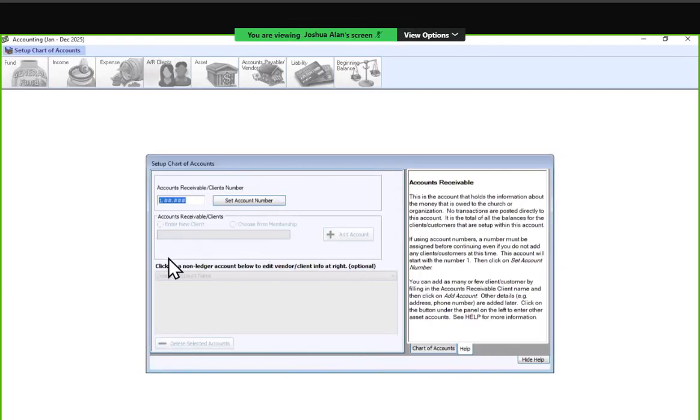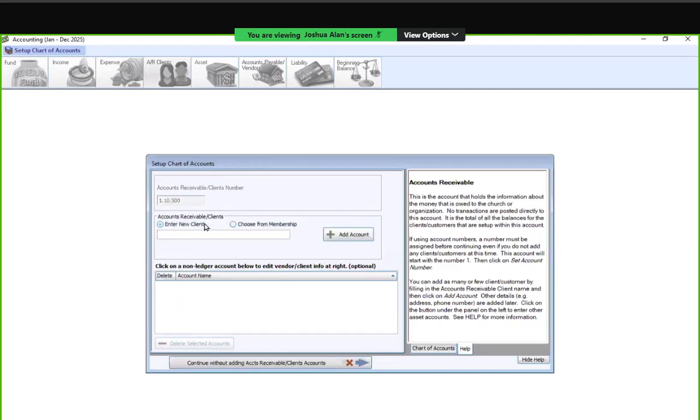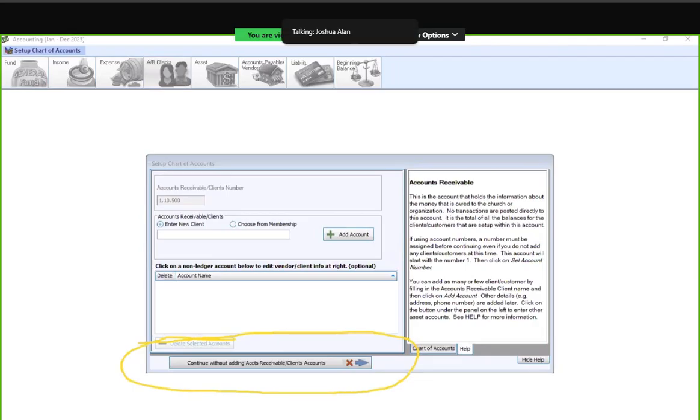So now it's asking us what asset account number do we want for our accounts receivable. So again, we're going to maybe make this one, how about 10,500? Set account number. So it's a ledger account under which I would add other accounts receivable clients. For the purposes of our webinar today and expediency and trying to wrap things up, I'm going to click the button at the very bottom here now, folks, that says continue without adding accounts receivable client accounts. I can still go back in and add them later. Not worth losing sleep over this right now. So we're going to click on that.